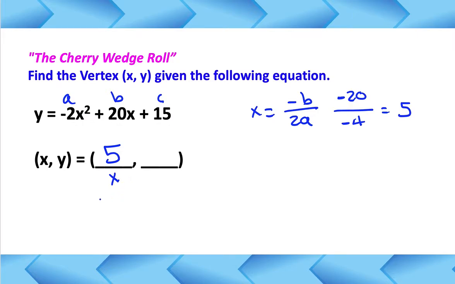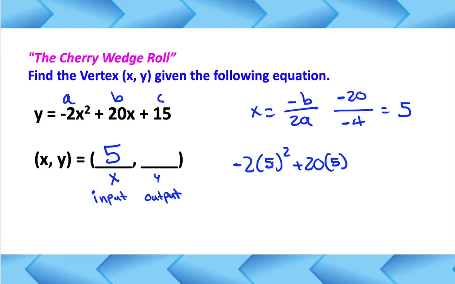Now, x values are also known as inputs, and then the y values are also known as outputs. So if you have a 5 for your input, put it into the equation. So I'm going to take x out, and I'm going to put 5 in. So negative 2 times 5 squared. I like to draw my equations with brackets. It's just a good habit to get into, especially if you have negatives. You don't want to calculate negatives wrong.